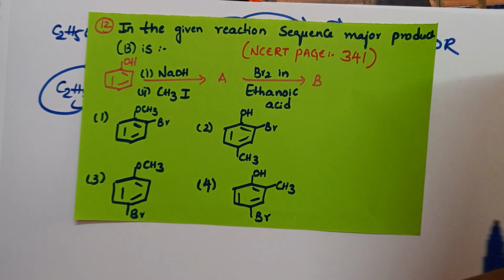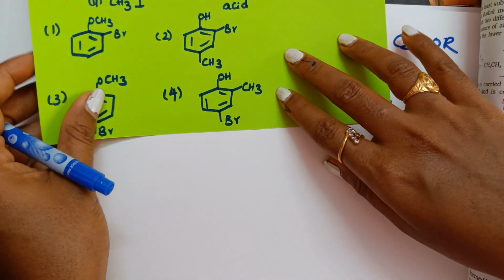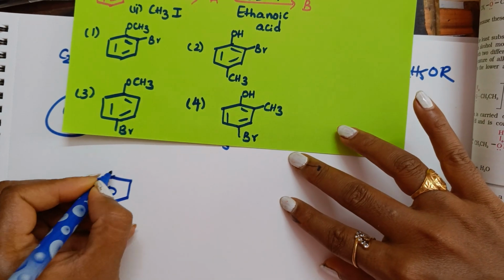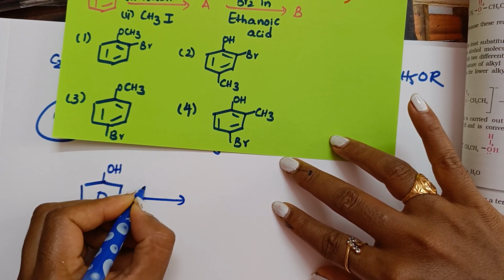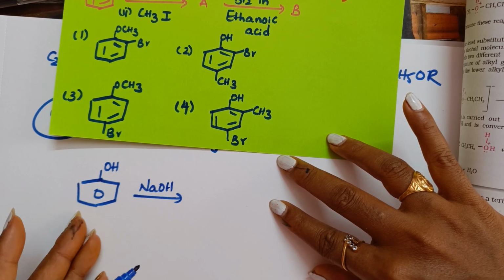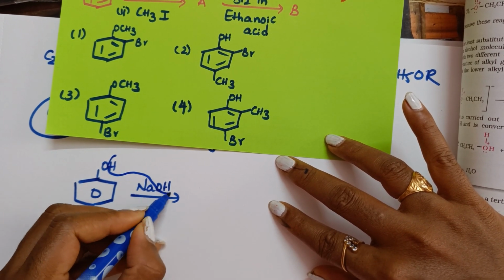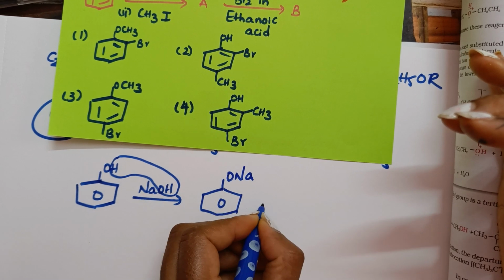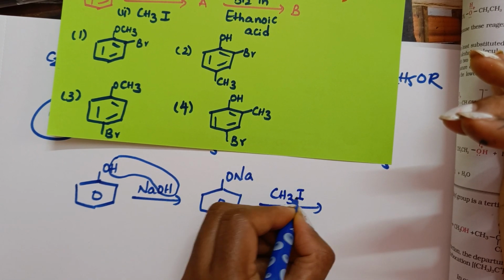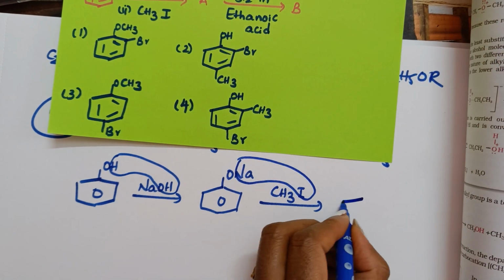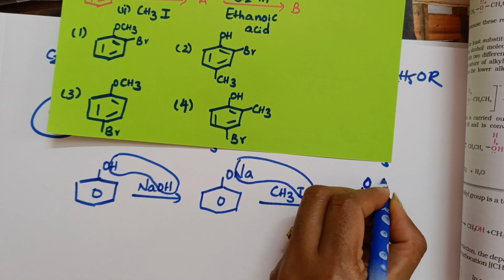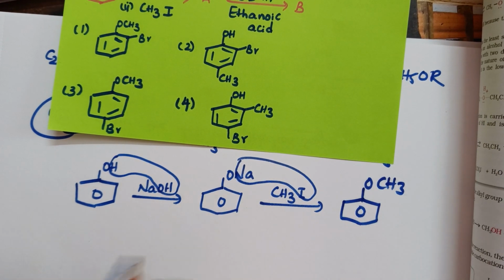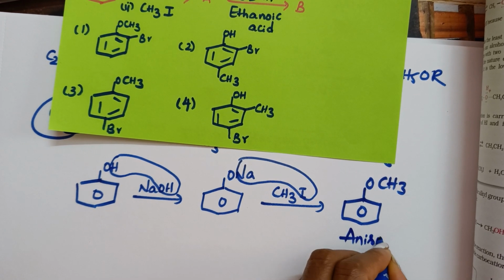Next. In the given reaction sequence, the major product is? This is from page number 341 in NCERT. See here, first I am going to treat the phenol with NaOH. Whenever we treat phenol with NaOH, the phenol is acidic and NaOH is a base. This OH and this H go out as H2O and we get sodium phenoxide. Now this is treated with CH3I, then Na and I both go out as NaI. It results in the formation of anisole. Phenyl methyl ether is called anisole.